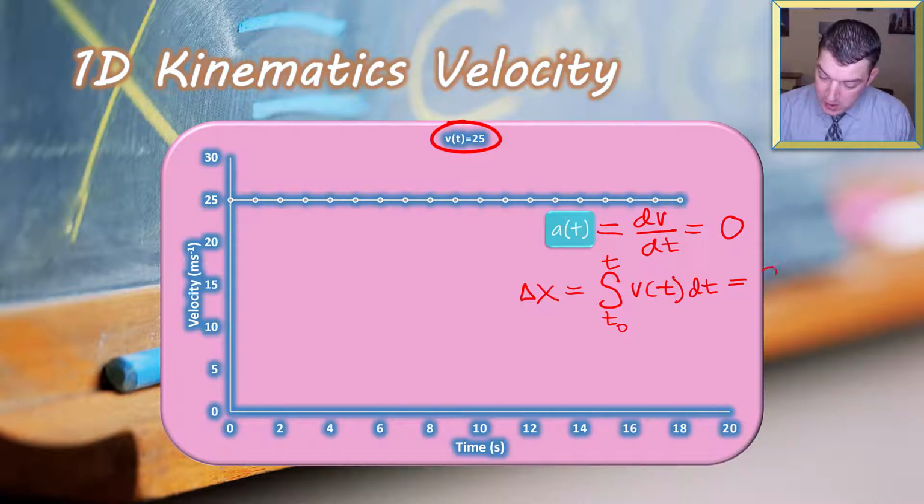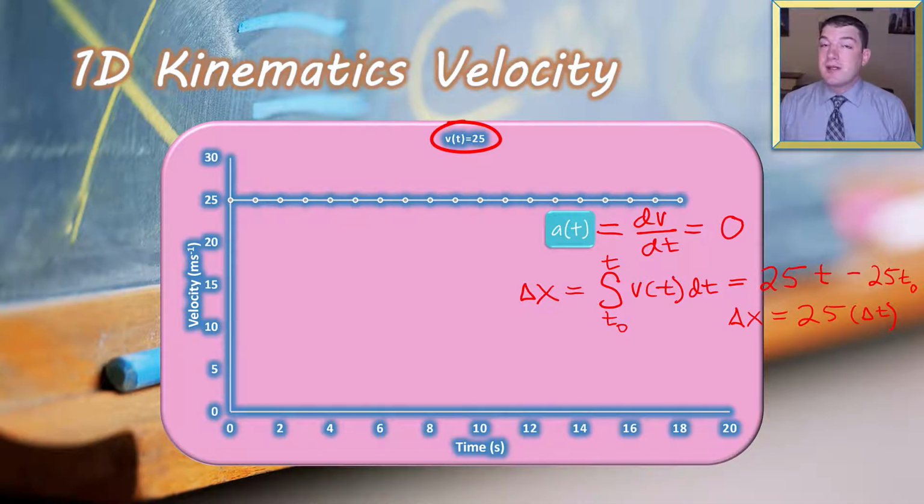So this would be 25 times t plus c, but in this case, since we're doing a definite integral, this would be 25 times the upper boundary t minus 25 times the lower boundary t naught, or we could write this as 25 times the change in time to be able to get our displacement. The relationship: exactly how far are we moving each second that goes by.